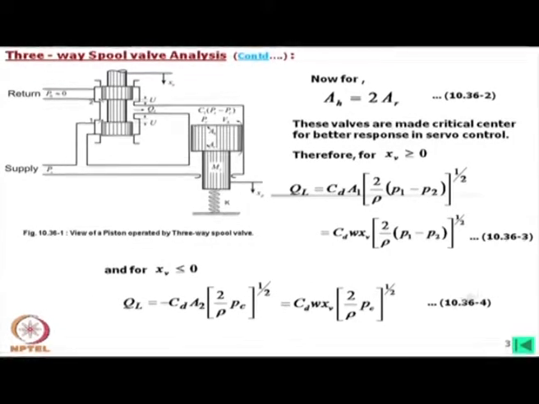But when this is in the opposite direction, that means it is moving from the downward direction, in that case this equation is simply written with A2, and we will find that it is in the opposite direction, and in that case only there will be the control pressure. That means, we are getting only control pressure over there. Okay.